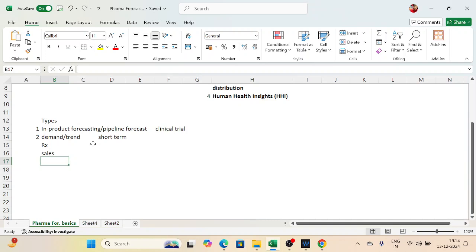We actually use Monte Carlo simulation here in the demand-based, trend-based forecasting majorly, and we use @Risk also, which is a tool. So yeah, this is just the basics.